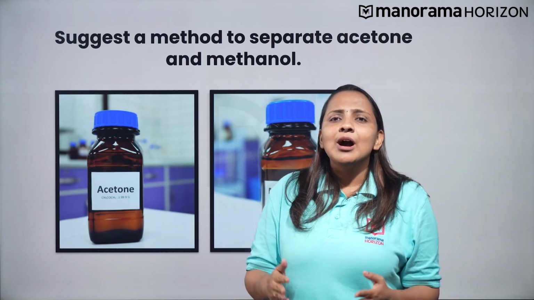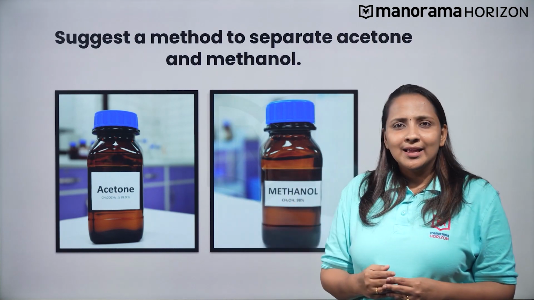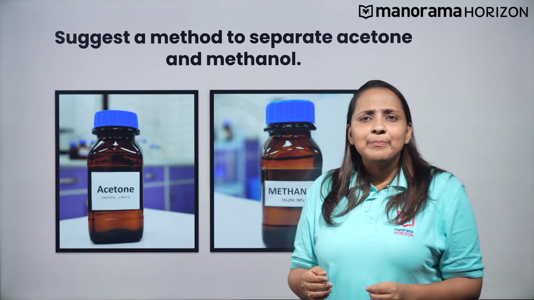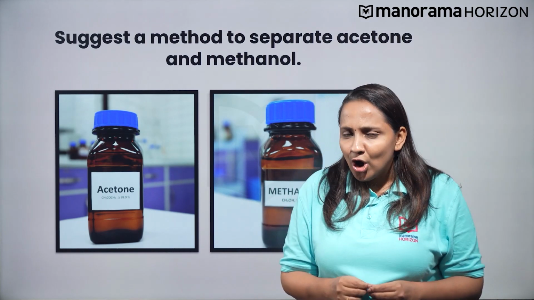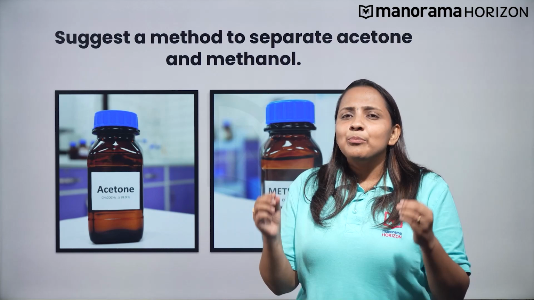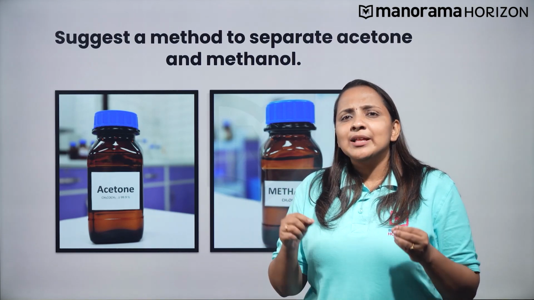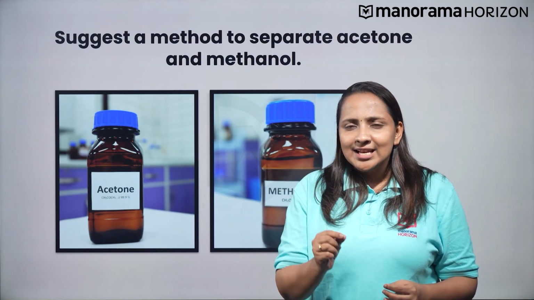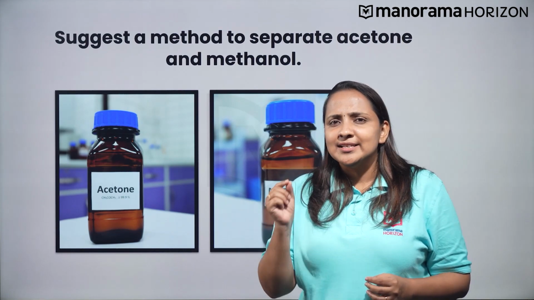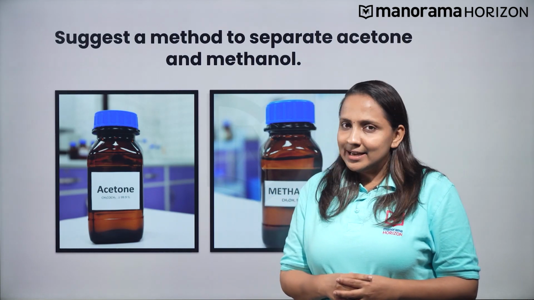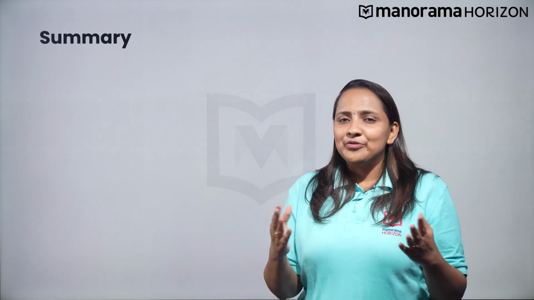Now, we have come to the end of this topic. Can you suggest a method to separate acetone and methyl alcohol? Let me give you a hint. The boiling point of acetone and methanol is 56 degrees Celsius and 64.7 degrees Celsius respectively. Now, let us summarize what we have learned so far.